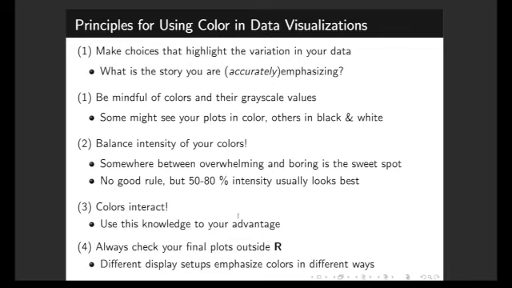Let's take these ideas and turn them into principles, all right? So you want to make choices first that highlight the variation in your data. First of all, your data need to vary. Things that you're trying to show need to actually have variation in them. What is the story that you're trying to emphasize, correctly?